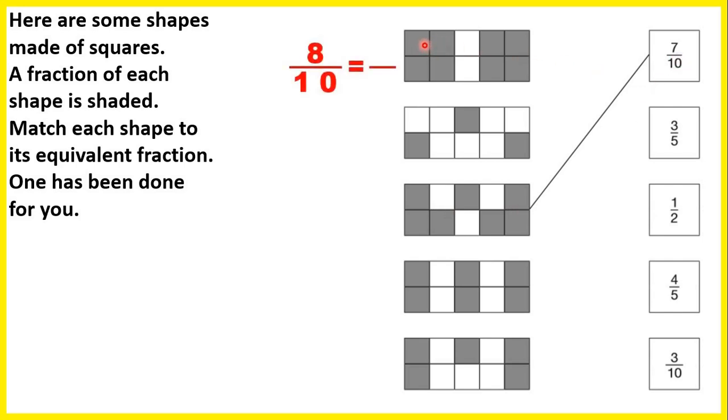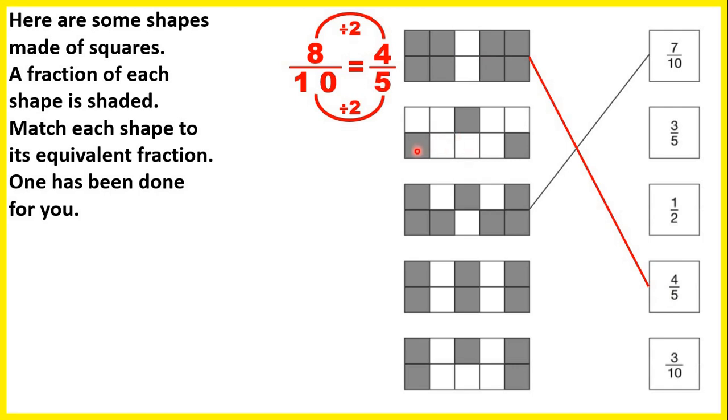So here we have 8 parts out of 10 shaded, but we don't have a fraction of 8 tenths. So what we can do is find an equivalent fraction, and one way to do that is by simplifying. 8 and 10 are both in the 2 times table, so if we divide both the numerator and denominator by 2, we get 4/5. So this shape here can be matched with 4/5.